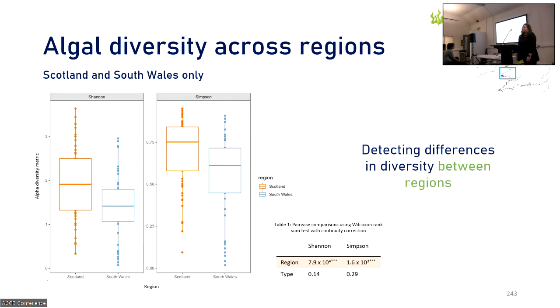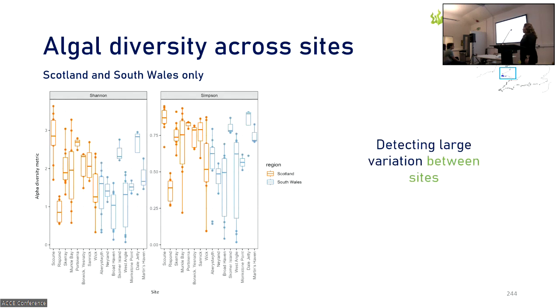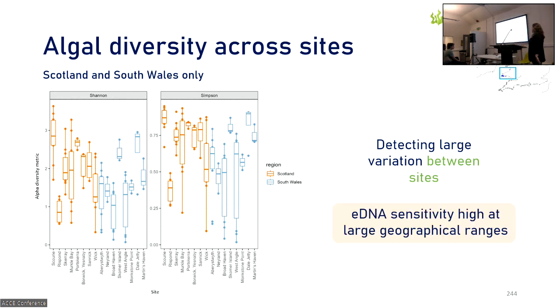When I look at the diversity differences between the regions, I use 2 different metrics. We can see that actually the eDNA is detecting a difference. So Scotland in the orange and South Wales in the blue, we're seeing that Scotland is significantly higher diversity than South Wales. When we zoom in and look at this on a site level, we can see that there's loads of variation. And it's evidence to say that eDNA is very sensitive. And so it is likely that this method is going to be quite useful across large monitoring.